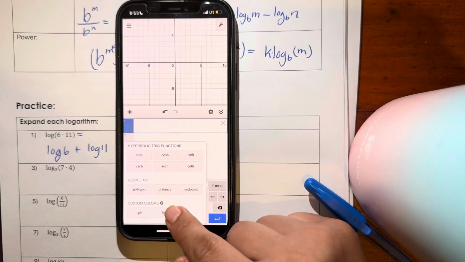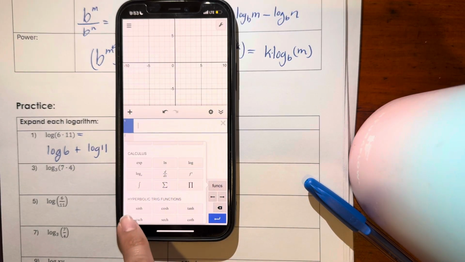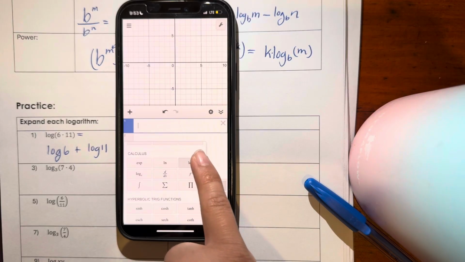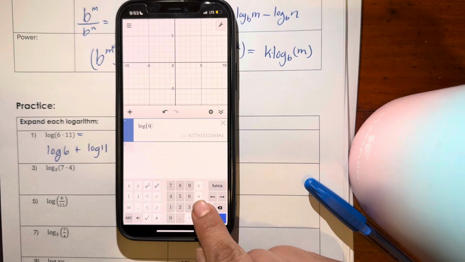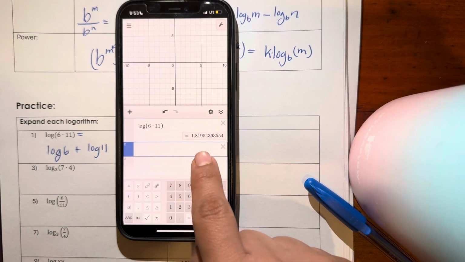I think maybe I missed it. Oh, there it is. Okay, we use log and this other log. I'm going to use this one right now, just log of 6 times 11. Okay, that's the answer we're looking for, 1.81.